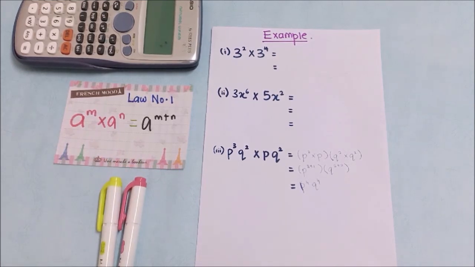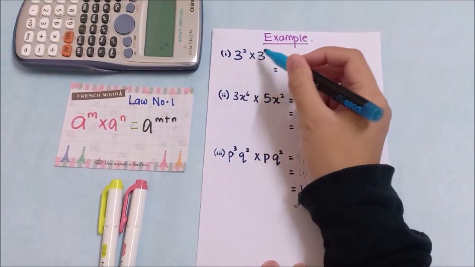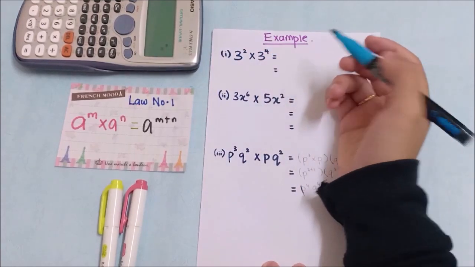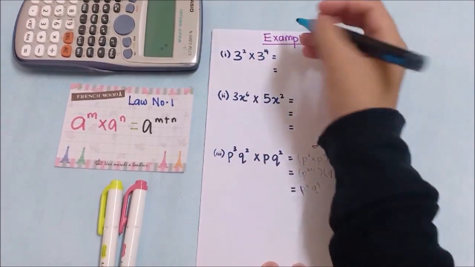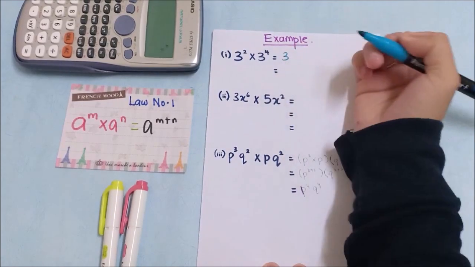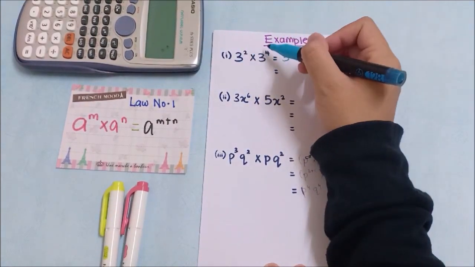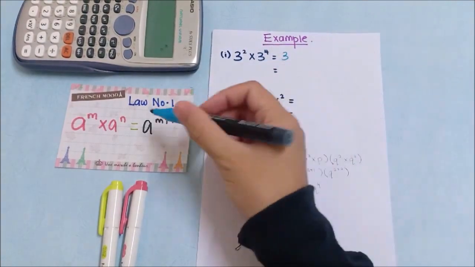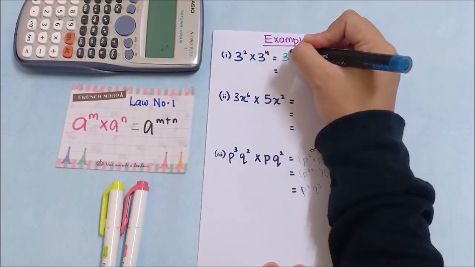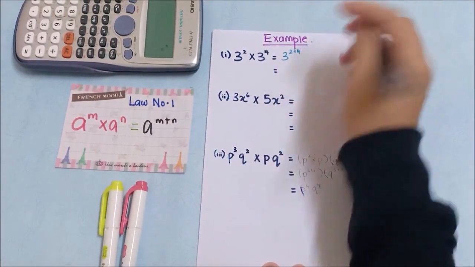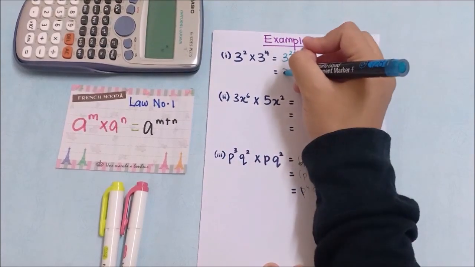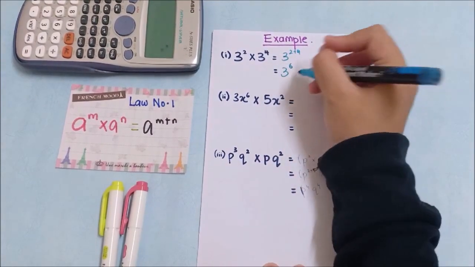For example, 3 to the power of 2 times 3 to the power of 4. So the base is the same, so the base will remain the same, but the power we must add according to the law. So 2 plus 4, 2 plus 4 is 6. So the answer is 3 to the power of 6.